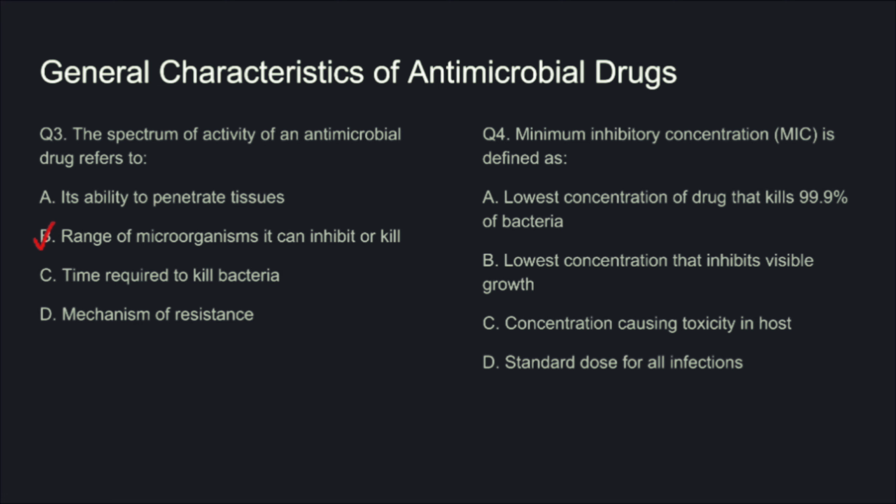Okay, now question number 4. Minimum inhibitory concentration, that is MIC, is defined as. Options are A, lowest concentration of drug that kills 99.9% of bacteria, B, lowest concentration that inhibit visible growth, C, concentration causing toxicity in host, D, standard dose for all infections. So the correct answer for this is option B, lowest concentration that inhibits visible growth.